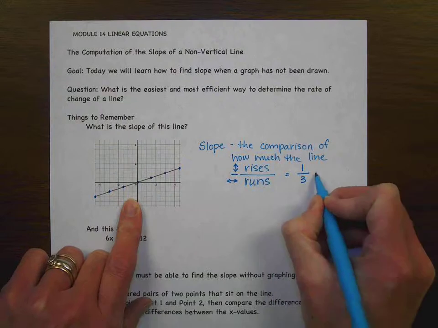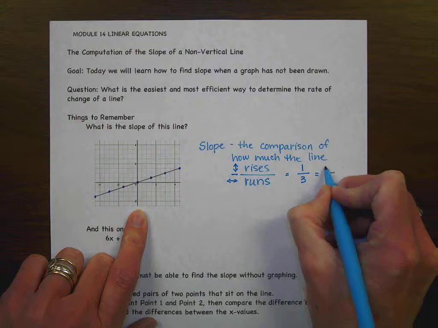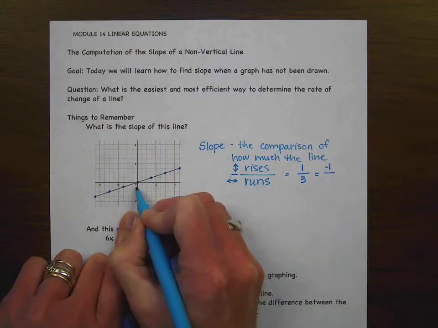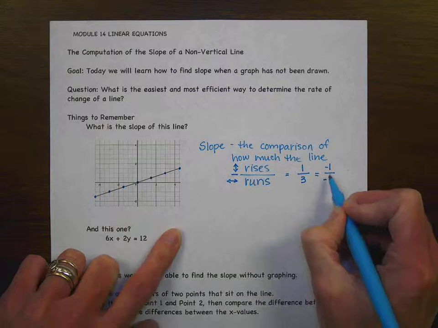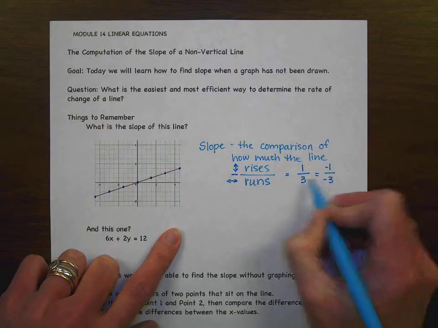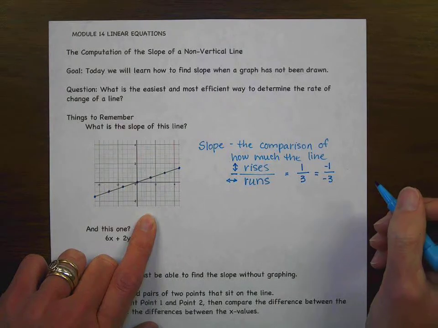If we were to go the other way, we could still get the same thing, because now we're going down 1, so that would be a negative 1, and to the left 3, 1, 2, 3. And you remember the rules that a negative divided by a negative is a positive, so these are actually equivalent. Okay, and so that's how you're able to find the slope.